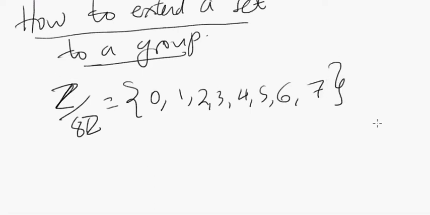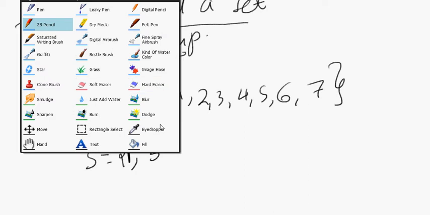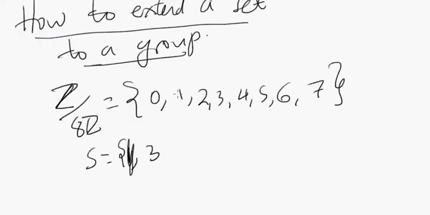Suppose we got some set, some subset of Z mod 8Z. Let's call it S. Let S be 1, 3. No, let's not even have the identity in it. What the heck? Let's have some fun. Let's say instead we get 2, 5.